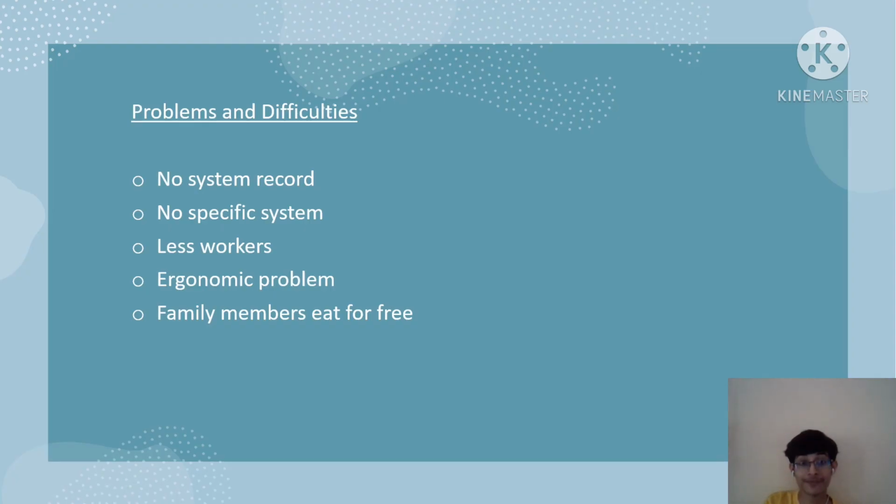So the problems and difficulties faced by Al-Amin stall are: first, they don't have a record system, which means they didn't record any transactions such as selling and buying activities in a proper filing. Secondly, they don't have a specific system, and a specific system is needed to solve a certain problem. Third, they have less manpower. Fourthly, they have an ergonomic problem, which means the tables and chairs at the restaurant are not spaced out and are quite crowded, which causes problems for the customers and also the workers to move around. Fifth, the family members eat for free, which costs the company itself.